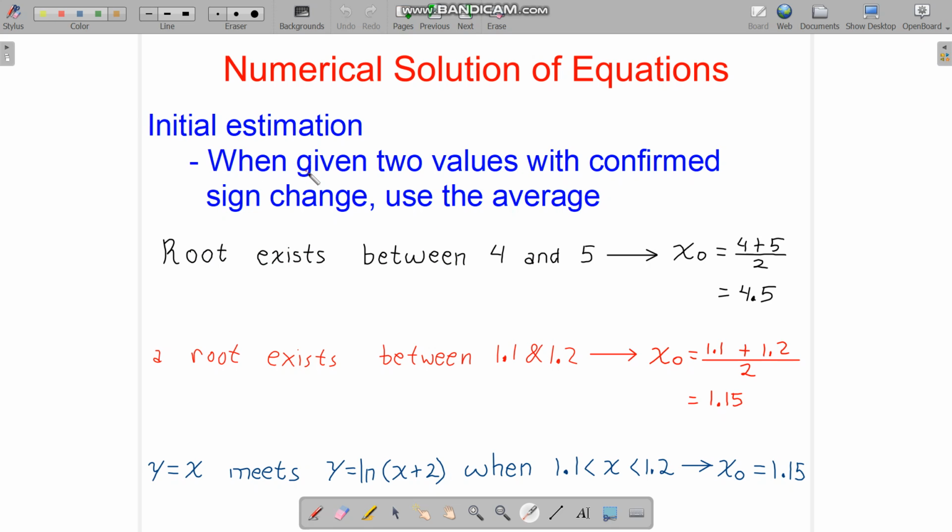The initial estimation, when given two values with confirmed sign change, just use the average. That's usually the fastest way you can find the root. So for example, if the root exists between 4 and 5, then use 4.5 for the initial estimate. Between 1.1 and 1.2 again. So from the previous examples, we use the mid value or the average.